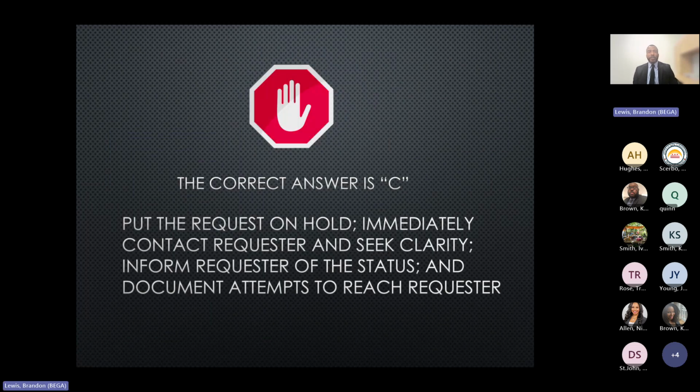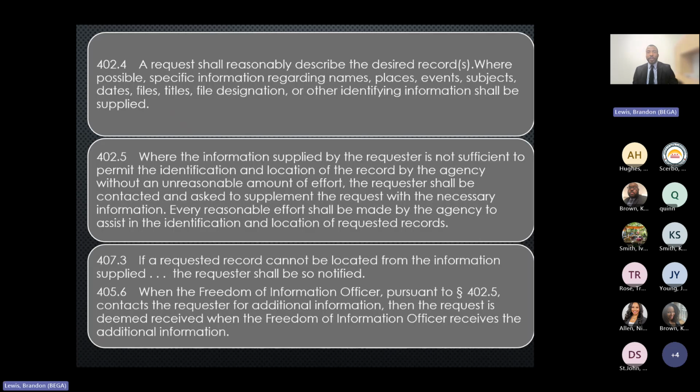And here the correct answer is C. Put the request on hold, immediately contact the requester and seek clarity, inform the requester of the status, and document attempts to reach the requester. And then some additional information on this point.